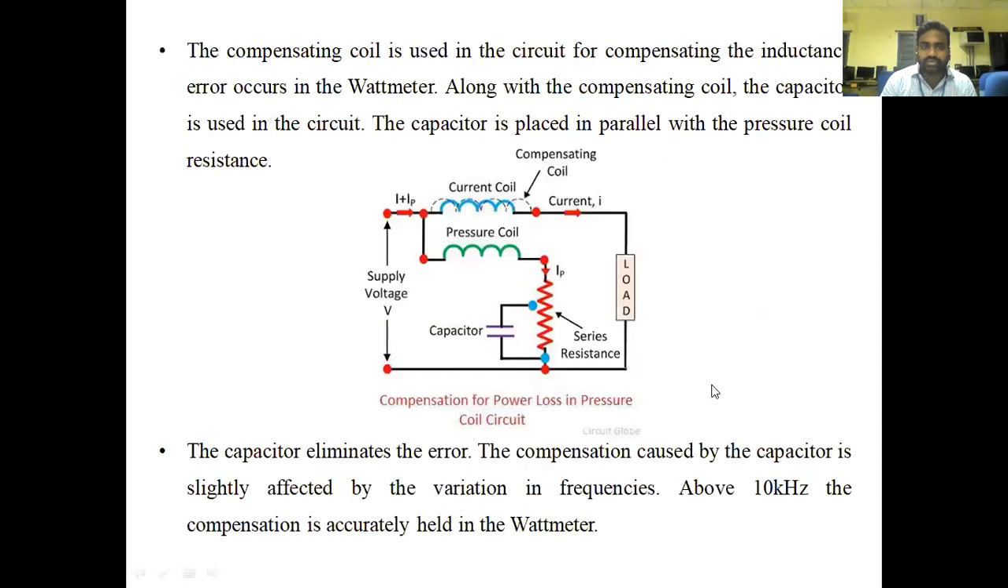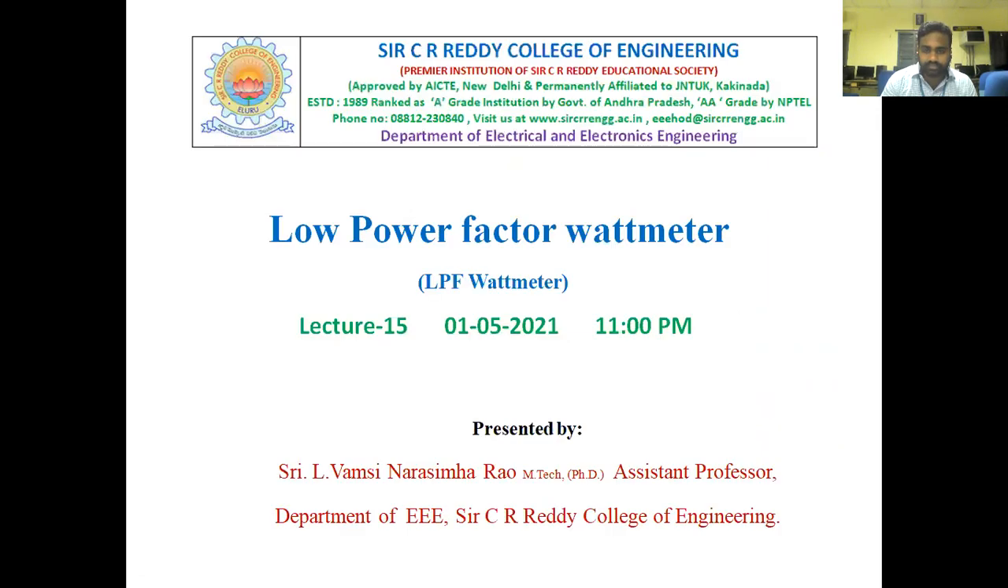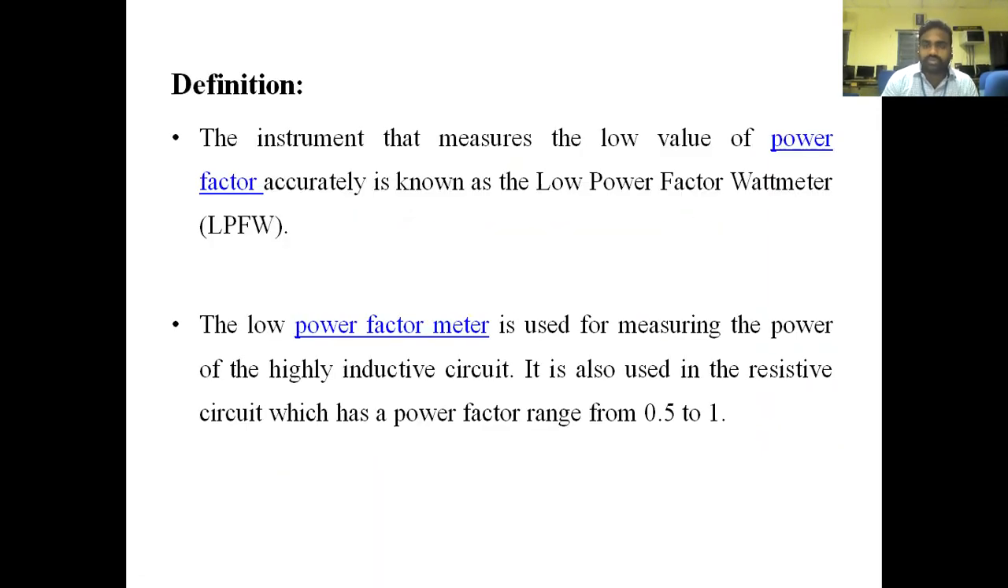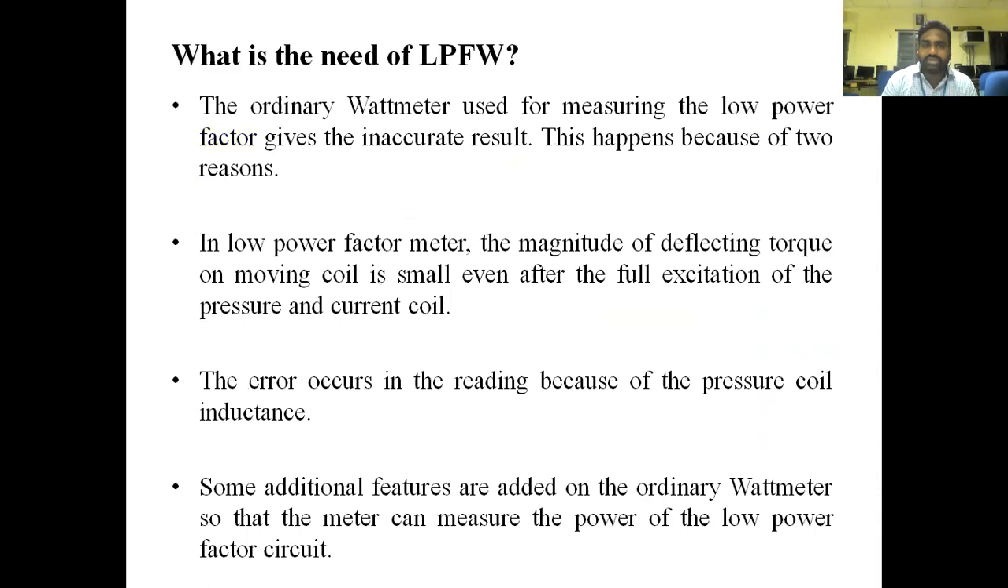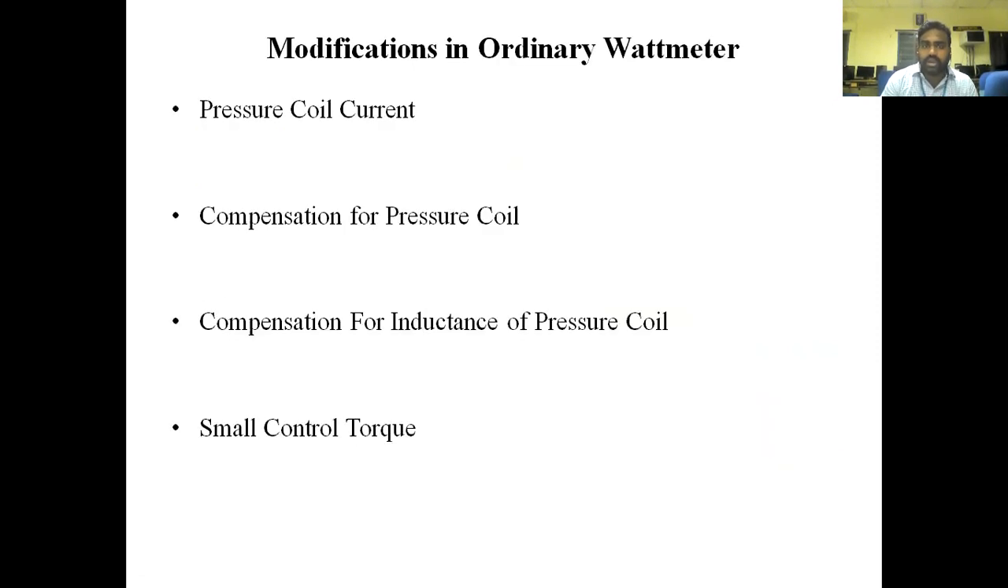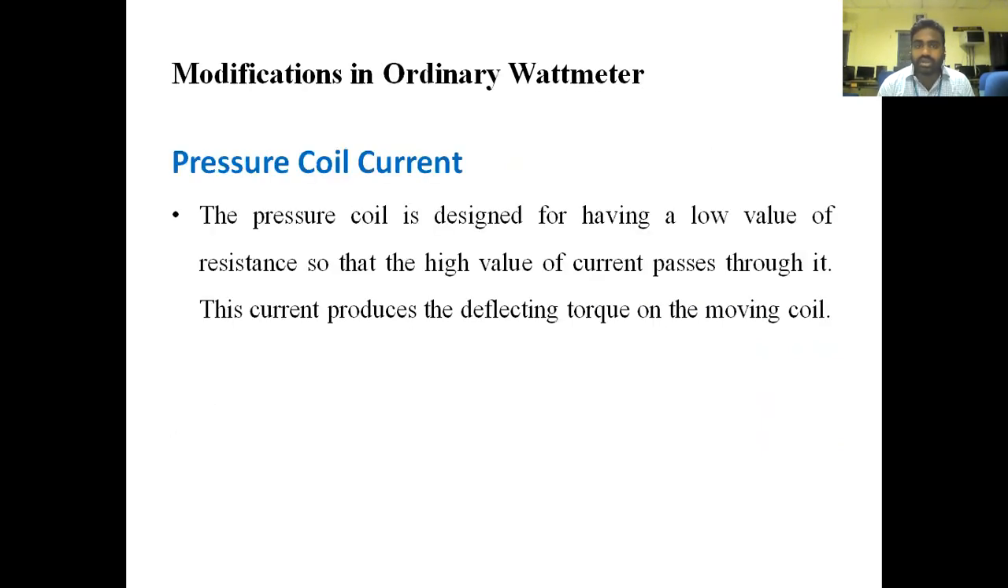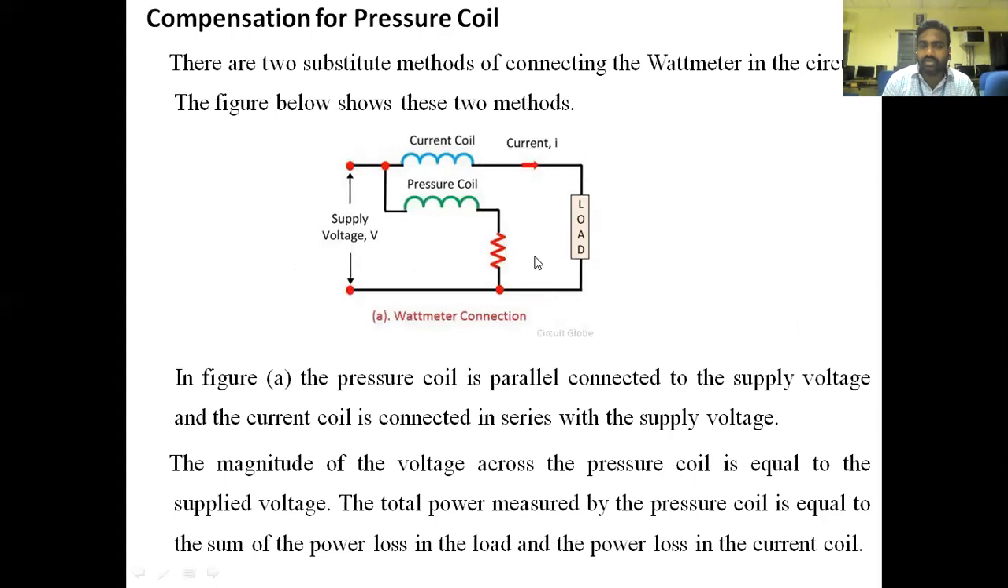In today's class, we have seen the definition of low power factor meter, the usage of low power factor meter, and various modifications. What are the various modifications? Pressure coil current modification, compensation of pressure coil, compensation of inductances in the pressure coil, and compensation of small controlling torque. How is the pressure coil current controlled? It is controlled by adding a low value of resistance. That means the resistance value is eliminated here.